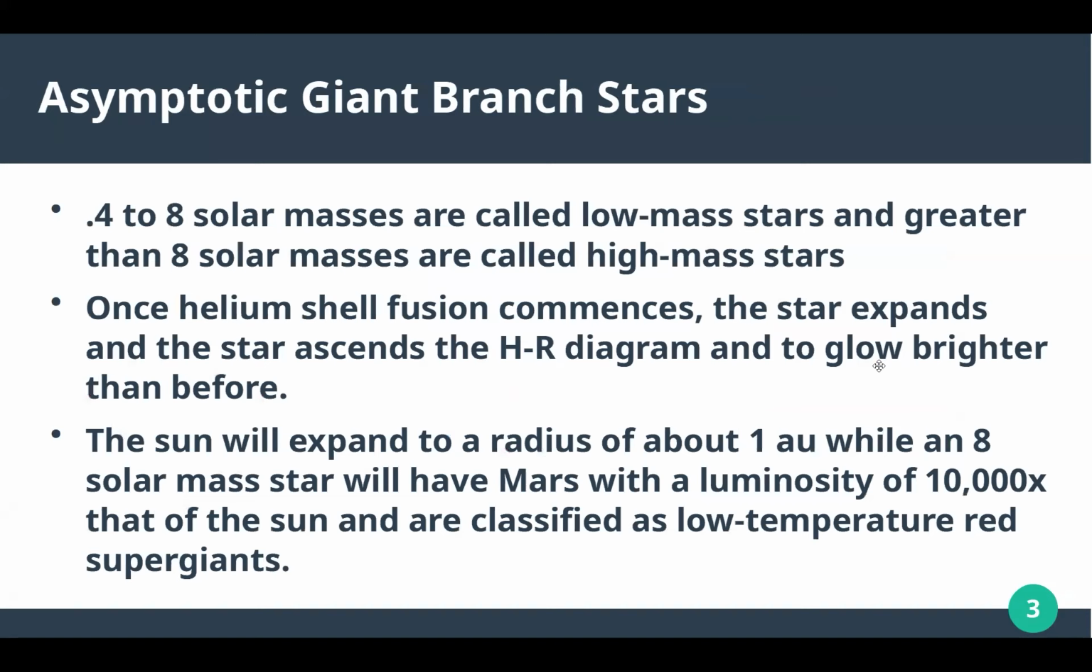Once helium shell fusion commences, the star expands and ascends the HR diagram, glowing brighter than before. The sun will expand to a radius of about 1 AU, while an 8 solar mass star will have a size reaching the orbit of Mars, with a luminosity of 10,000 times that of the sun, and be classified as a low-temperature red supergiant.